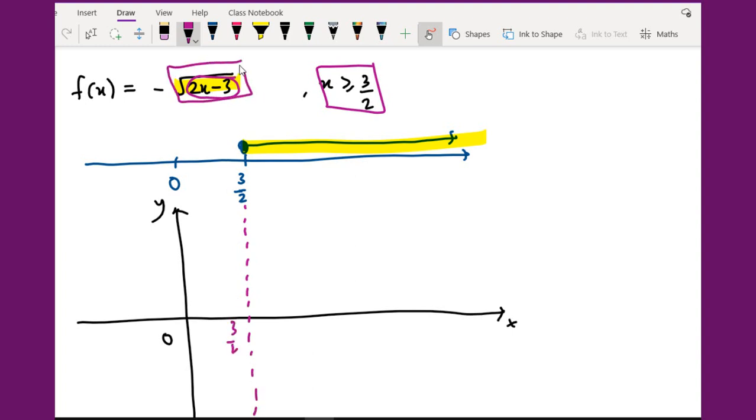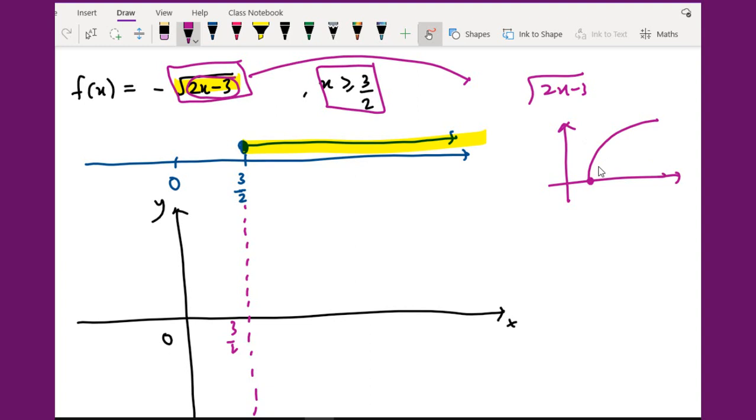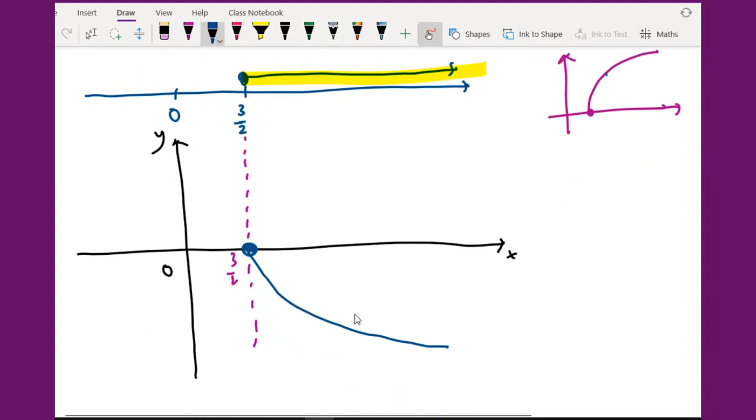Then draw the dotted line at 3 over 2. The graph here is supposed to follow this pattern. The graph is like this. Then, because the whole graph is multiplied by a negative, the graph is flipped over. Or you can substitute the value 3 over 2 and get 0. Substitute again, and all these values times negative become negative. So the graph is like this.